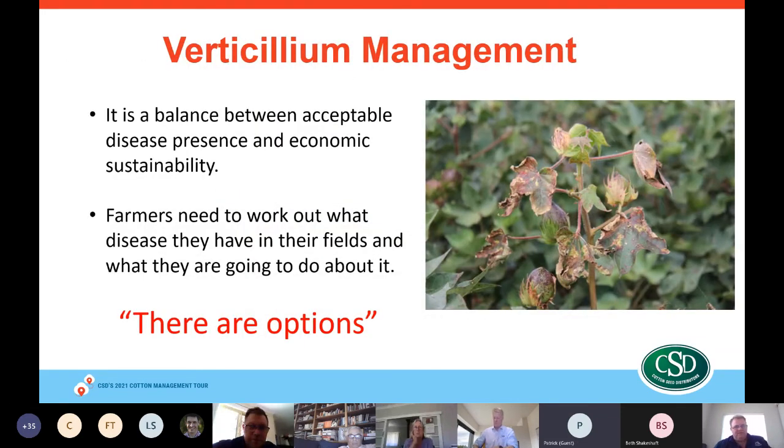So verticillium wilt management, it is a balance between acceptable disease presence and economic sustainability. As we mentioned before, it's not going to go away. It is in the soil. And I guess farmers need to work out what disease they have in their fields and what they are going to do about it. But there are options.